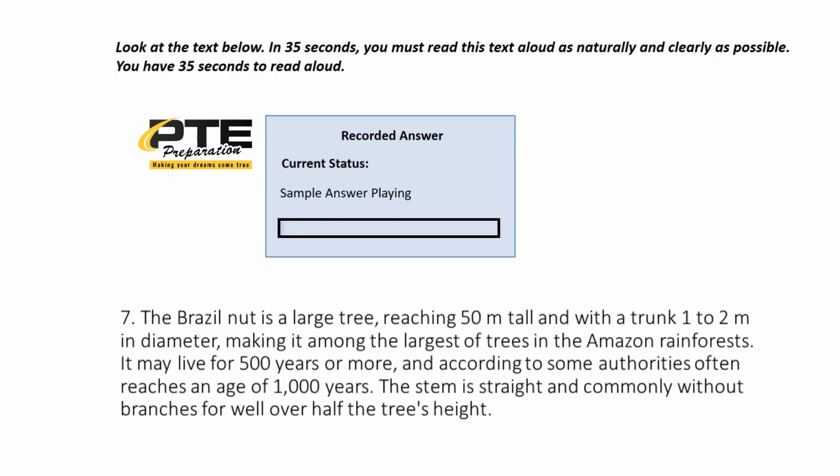The Brazil nut is a large tree, reaching 50 meters tall and with a trunk 1 to 2 meters in diameter, making it among the largest of trees in the Amazon rainforest. It may live for 500 years or more, and according to some authorities, often reaches an age of 1,000 years. The stem is straight and commonly without branches for well over half the tree's height.